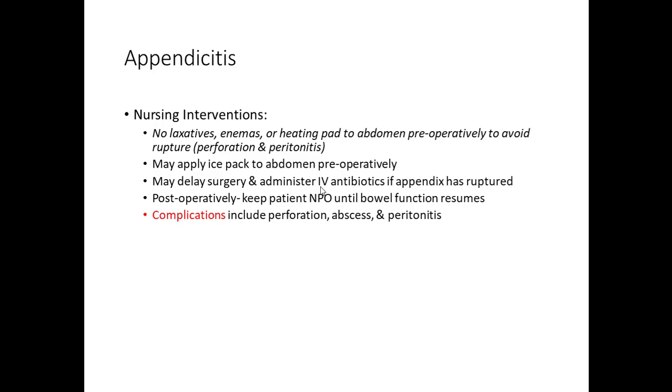If the appendix is ruptured, these people are going to be on antibiotics before they open up, unless they're going septic, unless they've got peritonitis. They want to get some IV antibiotics going before they go in and take out that appendix. Obviously, after surgery, we're going to keep them NPO until they get their bowel function back, whether they're passing gas or even having a bowel movement. But the biggest thing is that they're passing gas before they eat anything.